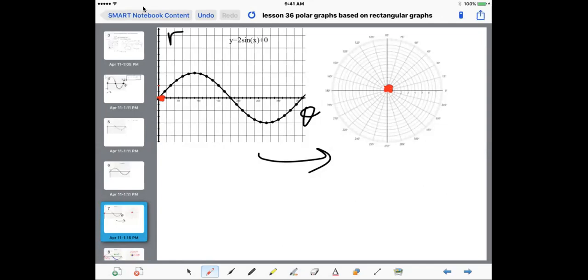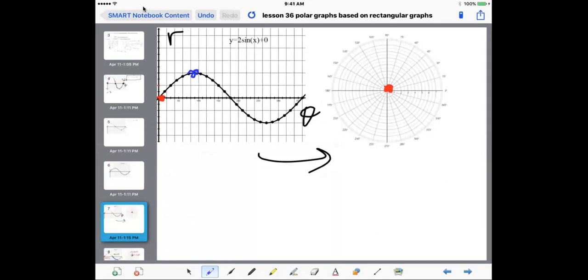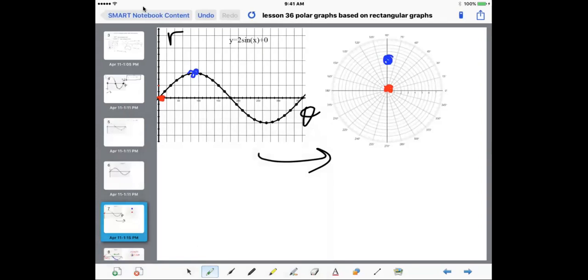Now, you know what, I'm going to throw second points on here and make it blue. That point there at 90, 2 would be somewhere over there. And I'm going to make a green point also. That point there, any point that's on the x-axis or the theta axis in this graph will end up at the pole in the other graph.